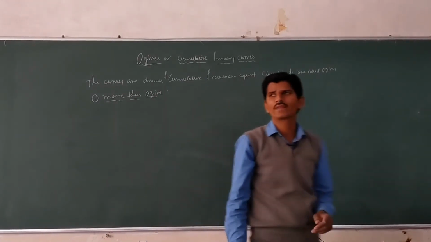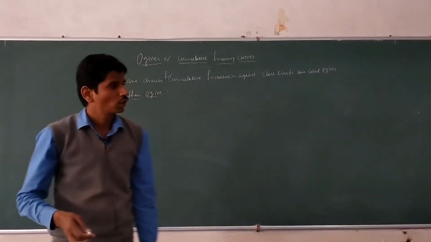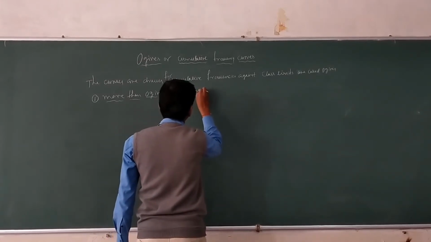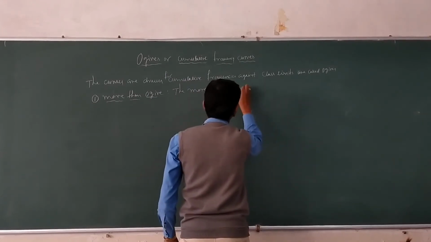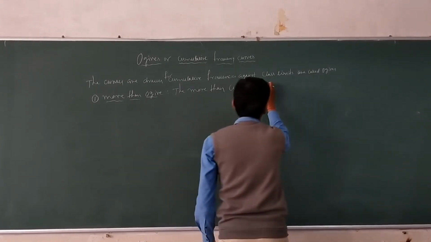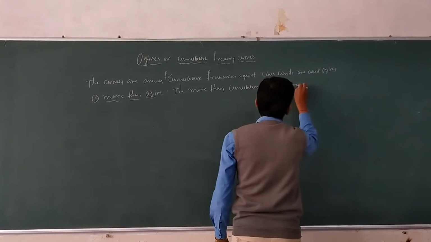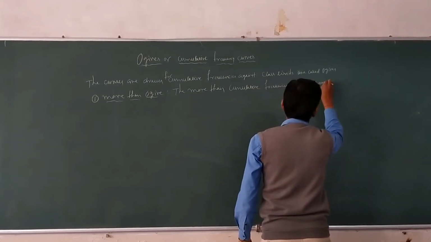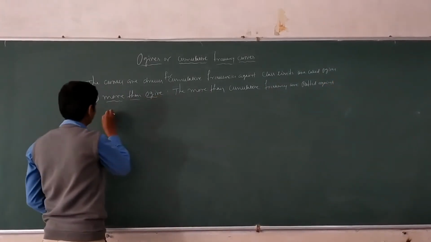Then what is the more than ogive? Here the more than cumulative frequencies are plotted against the lower class limits.